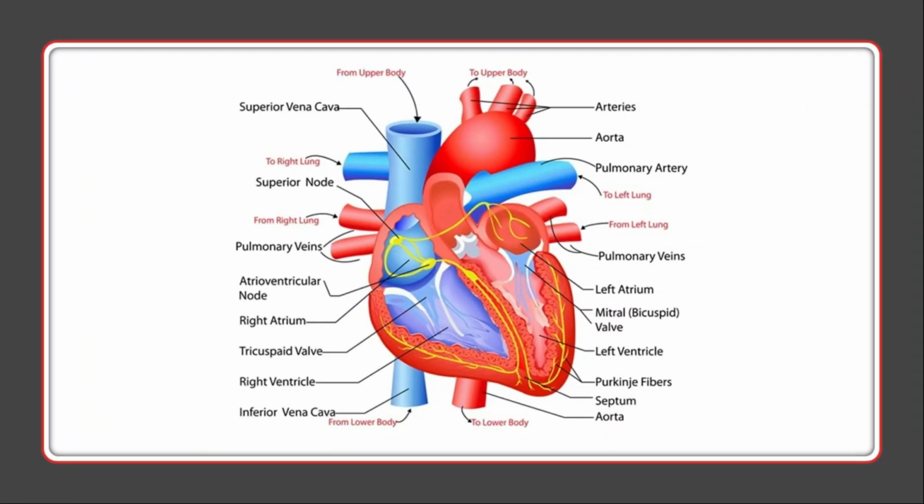Here is the diagrammatic representation of the heart, in which you can easily see the superior vena cava, pulmonary veins, right atrium, tricuspid valve, right ventricle, inferior vena cava, arteries, aorta, pulmonary artery, pulmonary veins, left atrium, bicuspid valve, left ventricle, septum, and Purkinje fibers. The septum you can easily see, you can clearly watch over here. The septum is separating the two parts of the heart and it's preventing the mixing of the oxygenated and the deoxygenated blood.